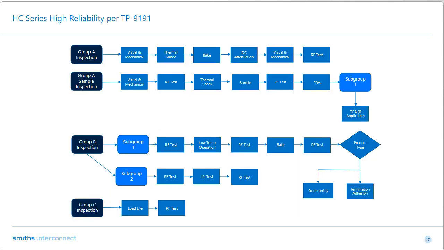So the HC series, the test plan looks very similar to the HR. They almost look identical. There's one large difference in the Group A inspection, whereas we go right from a thermal shock into a bake instead of a burn-in. The burn-in is very resource draining, but a lot of customers demand that depending on the application. Again, your GEO, MEO, manned aircraft are going to want the HR series. This HC series is tailored more to LEO markets and unmanned aircraft.